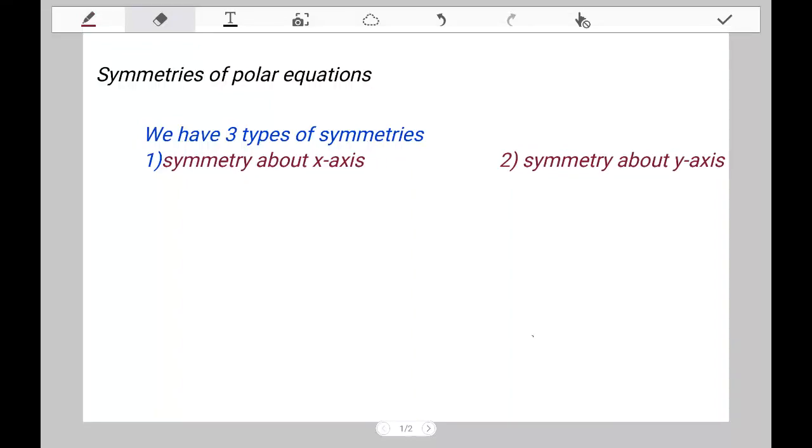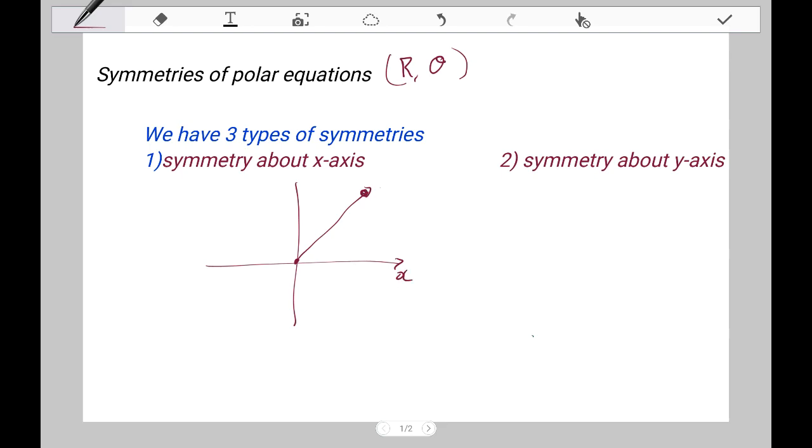Hi guys, in this video I'm going to show you how to examine the symmetry of polar equations. First of all, you have to know what a polar equation is. A polar equation is an equation in the form of r and theta, in which r is the distance from the center to any point in space, and theta is an angle counted from the positive x-axis to that point.